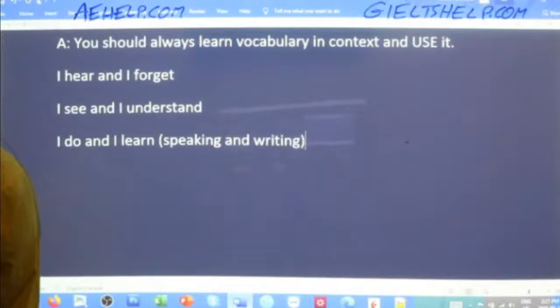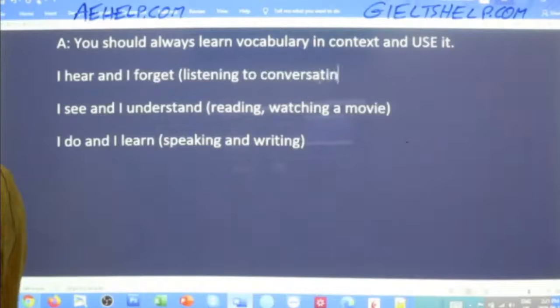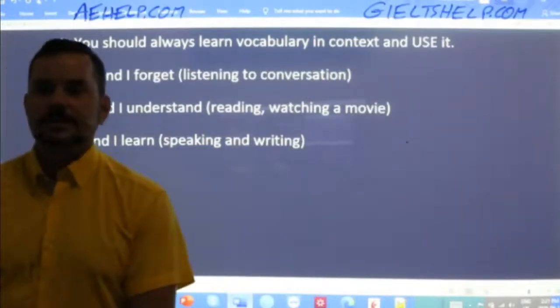This is reading. And this is simply... so this is why I always want you to engage in these classes. I want you to be active in these classes.